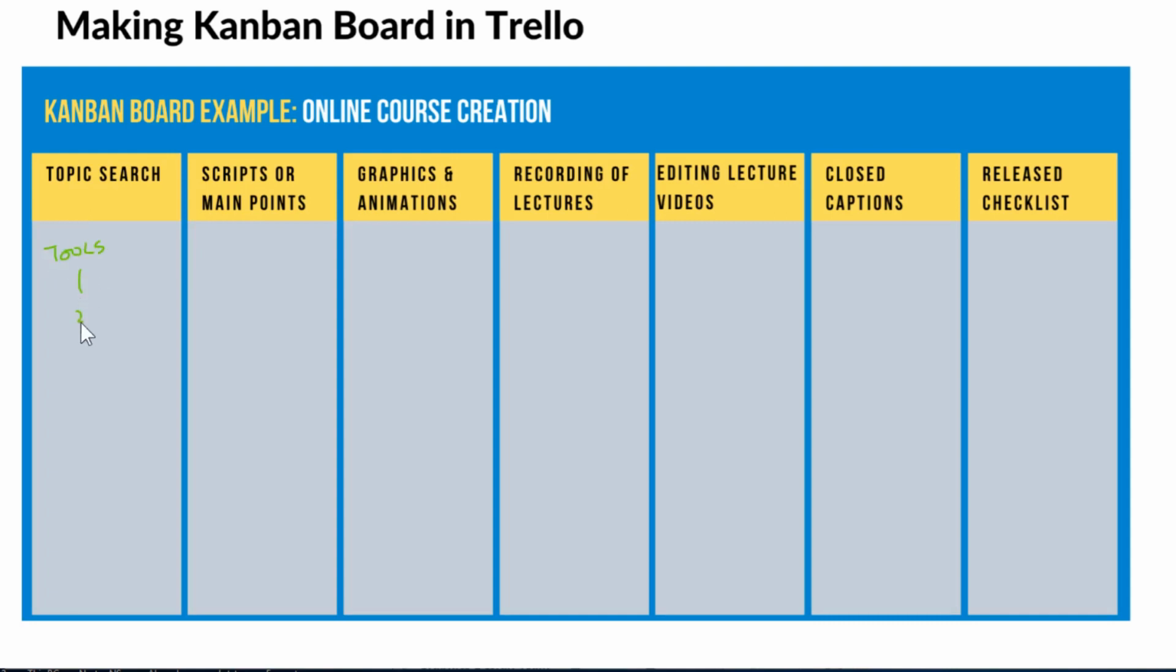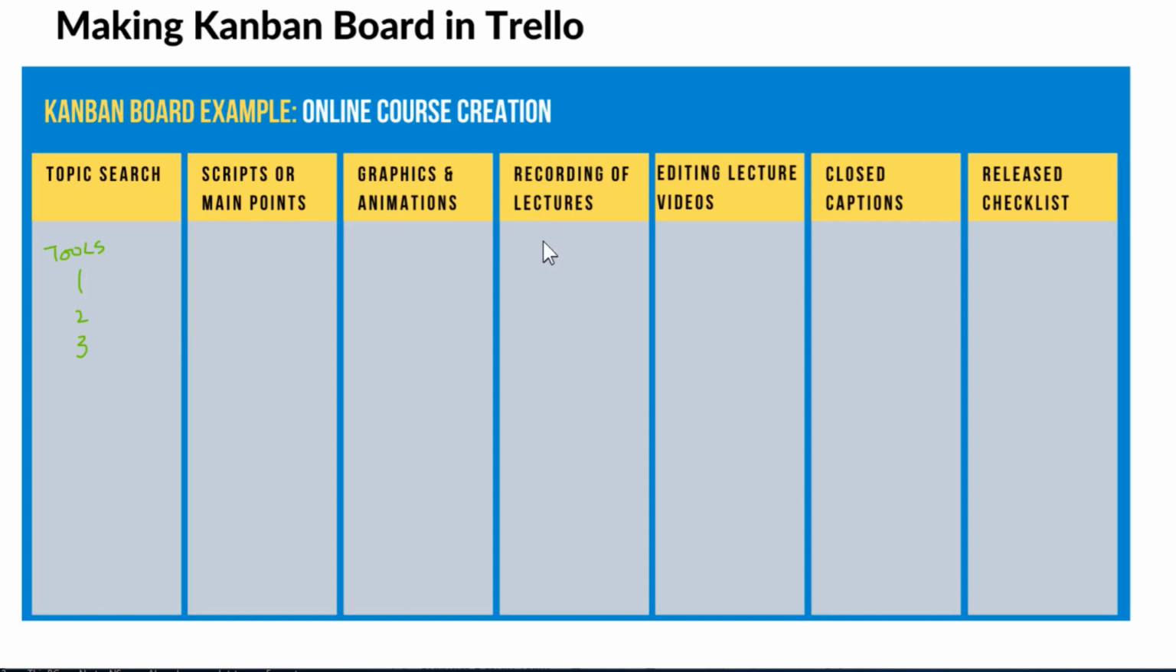So let's say 1, 2, 3, these are the tools. So these are my tasks I do at this stage. Then I write the script for short videos, and for longer videos I write only the main points. This is my second stage. Then for some lectures which I have to record in my fourth stage, I want some graphics or animations. So I prepare these in the third stage of the project.